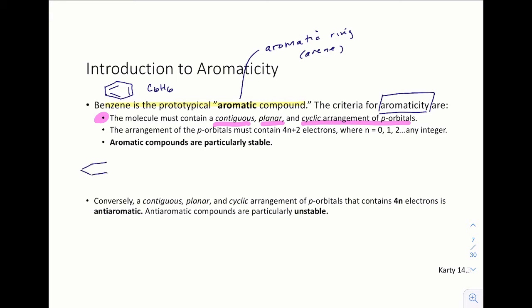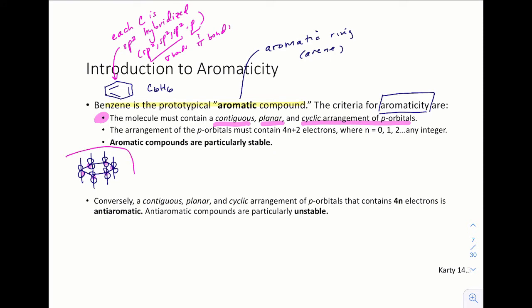Each of the carbon atoms in benzene is sp2 hybridized, meaning that each of those atoms possesses a p orbital. Those p orbitals are all aligned. Contiguous: each adjacent carbon contains a p orbital. Planar: all 6 atoms occupy the same plane, which means that all 6 p orbitals are aligned and can overlap. Cyclic: this occurs within a ring.